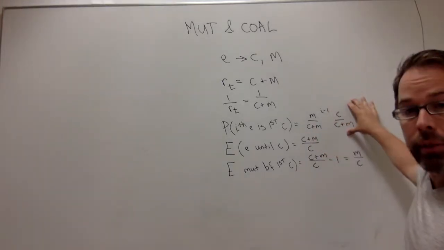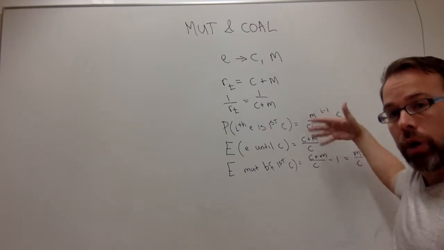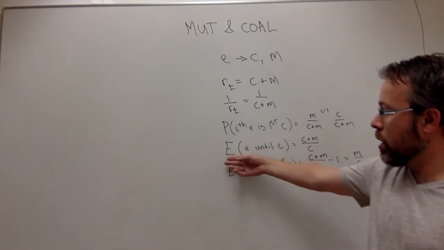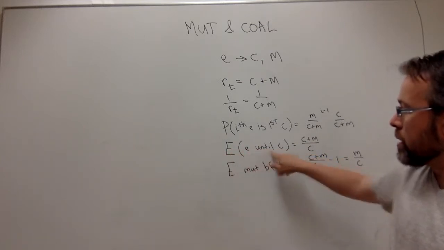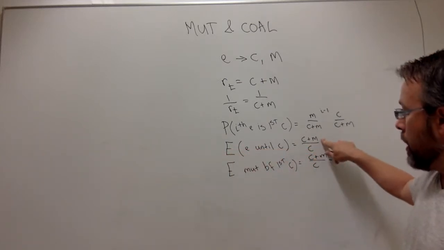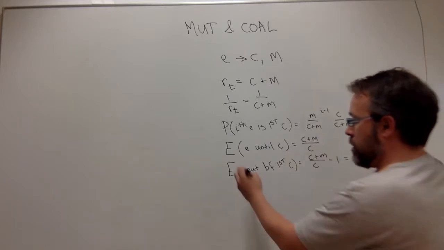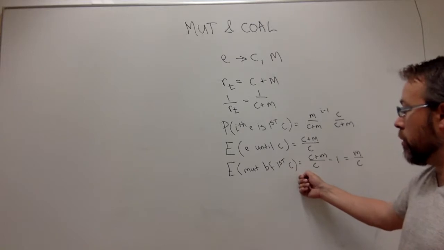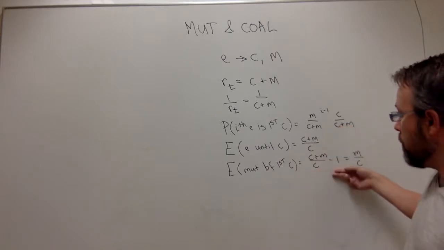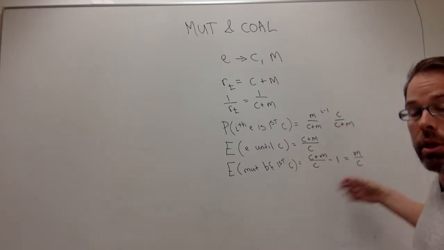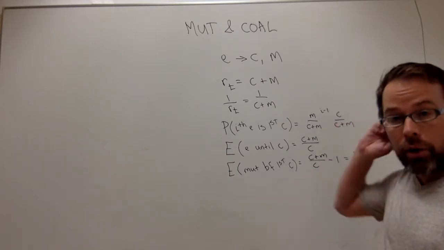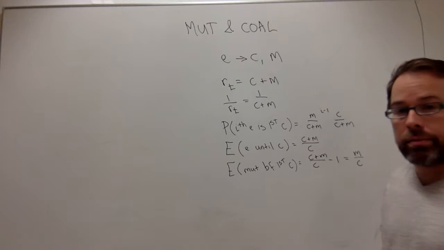This is slightly different than we did it in the last video. It'd be worthwhile convincing yourself that they all jive. And that means our expected number of events until our first coalescent is equal to this, which means that the expected number of mutations that occur before our first coalescence is just this minus 1. And so we get this simple expression. The number of mutations that we expect before the coalescent is just m over c.